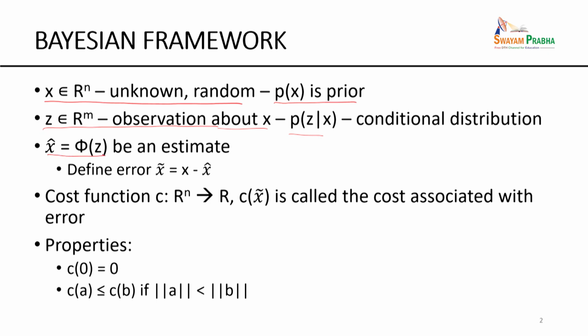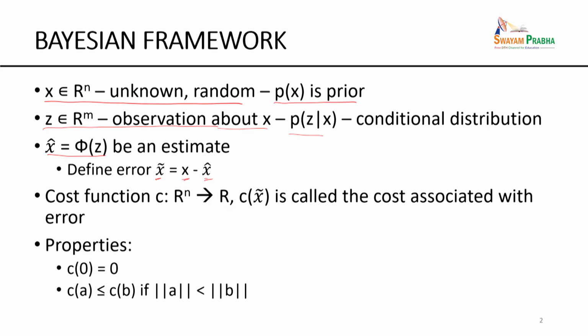X hat is equal to a function phi of Z. You remember, phi is the estimator. The estimator is a function of the observation. The output is the estimate. Both are random variables, the truth and the estimate, so that's the error. Instead of calling it residual, I am calling it the error. This is the error in the estimate.